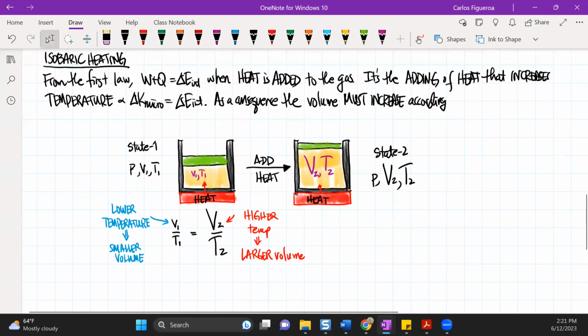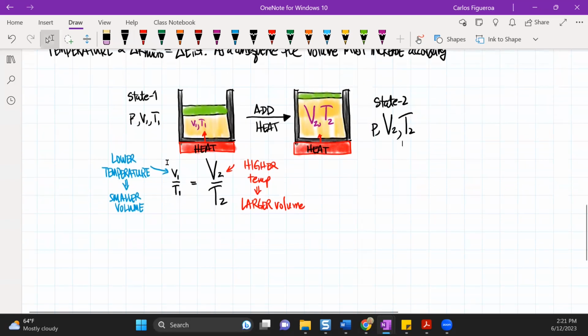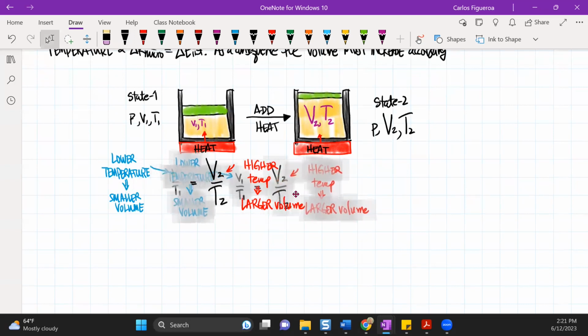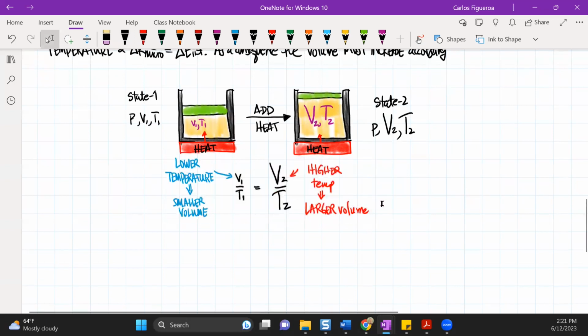That's what I mean by isobaric heating. Now let's look at the details. The details are important. There's a lot that goes on. So here we go. Now let's look at the details of the process.